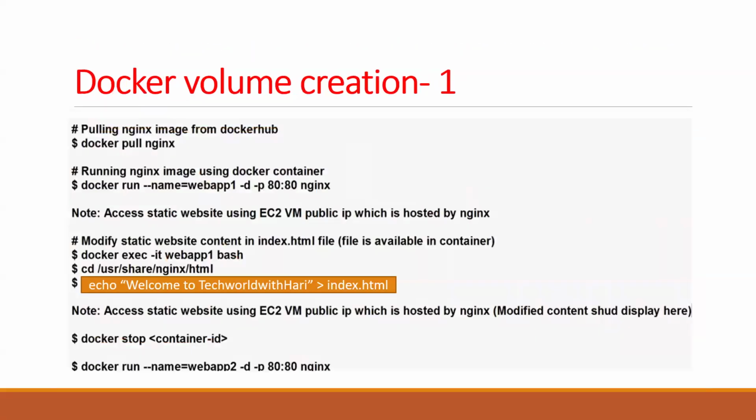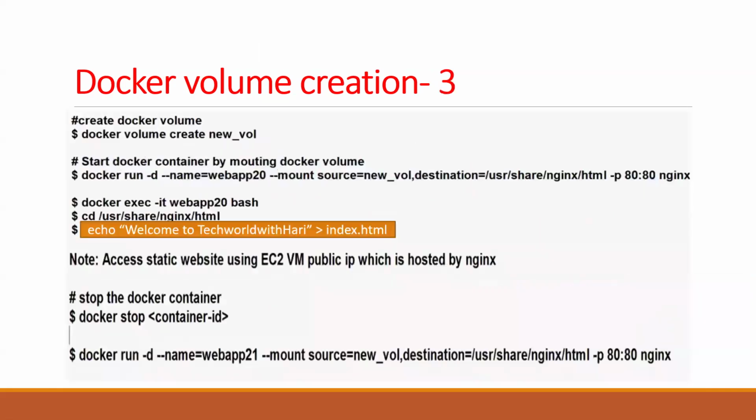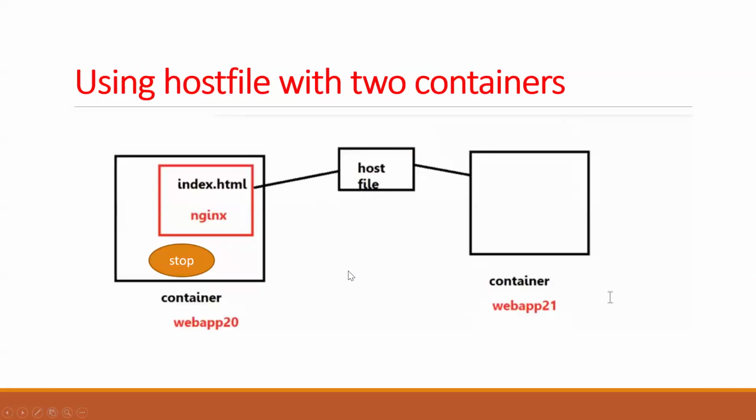Right. Docker pull nginx, docker run --name web nginx, and access the static website using the EC2 VM public IP. We will discuss this tomorrow, guys. I will show you what the issue is if it is deleted, and how you can create the host files in the Docker volume. We'll discuss tomorrow. This is an important topic, guys, so listen carefully. Docker volumes. Okay, thank you, guys.